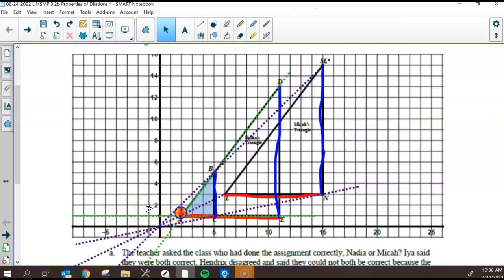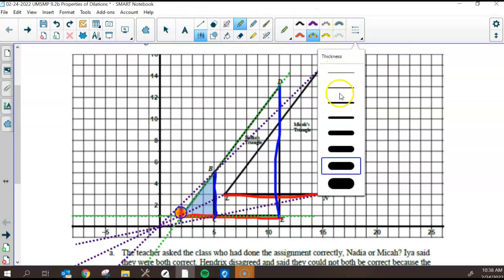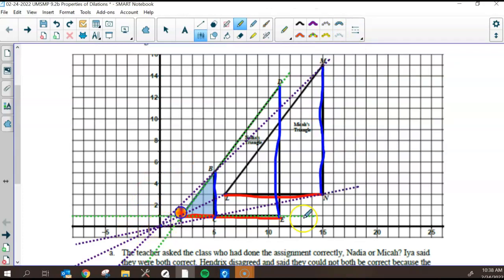So yes, your assumption that it was the origin is correct, but this is how we find that center of dilation. We connect those corresponding points. And when we see all of those corresponding points all stemming from this point right here, that makes that the center of dilation. So for Micah, that center of dilation was that point 0, 0.